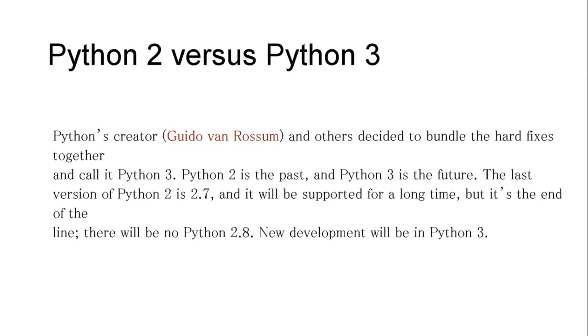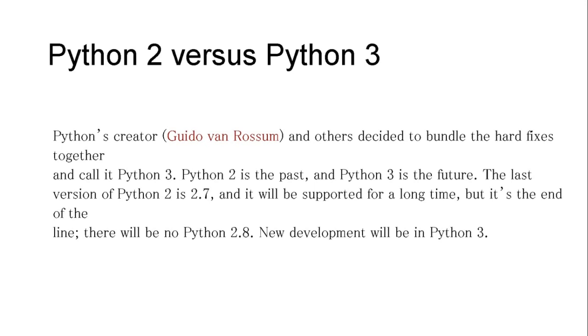In computer languages, as in many other areas, some mistakes are cosmetic and easy to fix, whereas others are hard. Hard fixes are incompatible. New programs written with them will not work on the old Python system, and old programs written before the fix will not work on the new system. Python's creator and others decided to bundle two hard fixes together and call it Python 3. Python 2 is the past and Python 3 is the future.